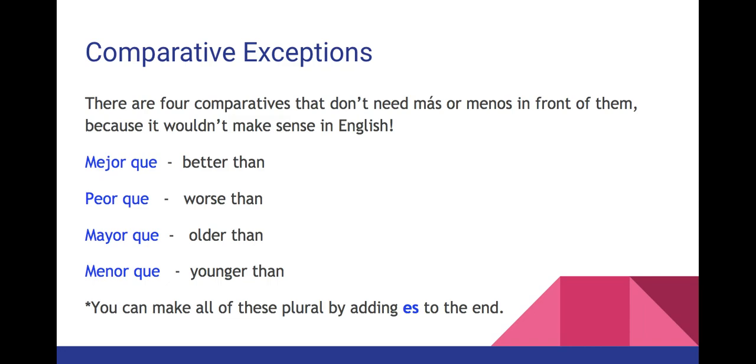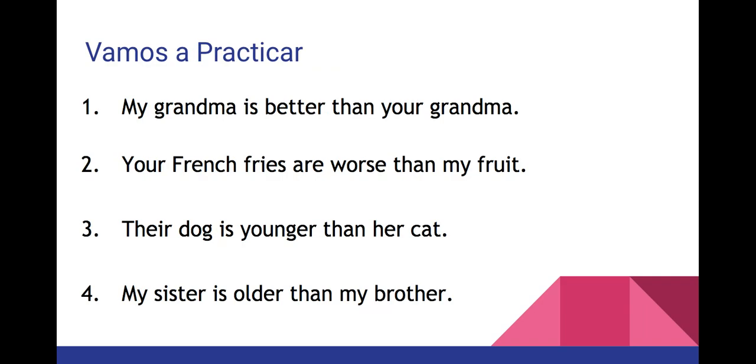You can make all of these plural by adding es to the end. So remember I said that these words have to match the first subject. So if it is yo, you're going to leave them as they are. Mejor, peor, mayor, menor. If the subject is ellos, it would have to be ellos son mejores que. Ellos son peores que. Ellos son mayores que, or ellos son menores que. So you would add es to the end of all 4 of these if your first subject is plural.